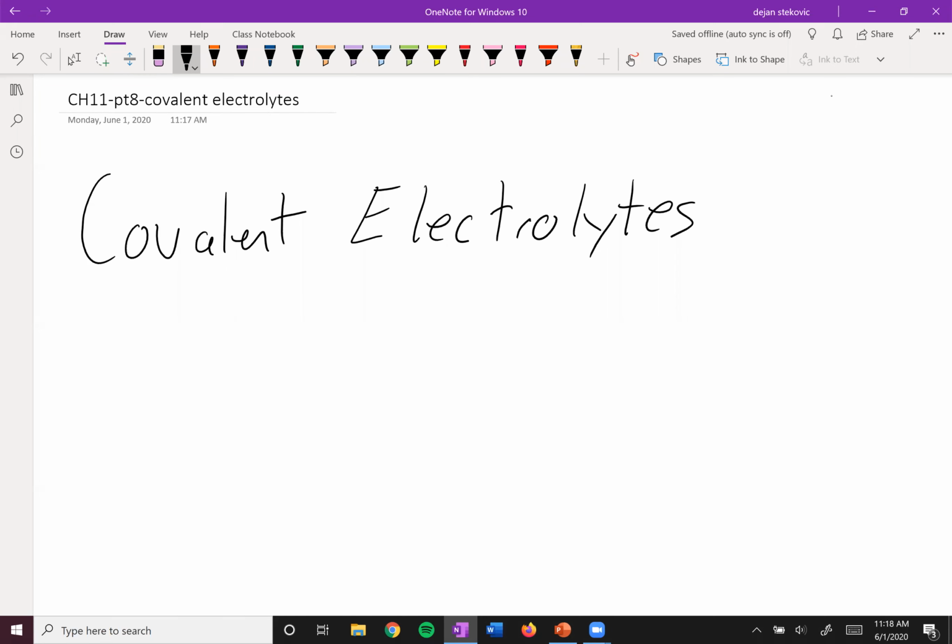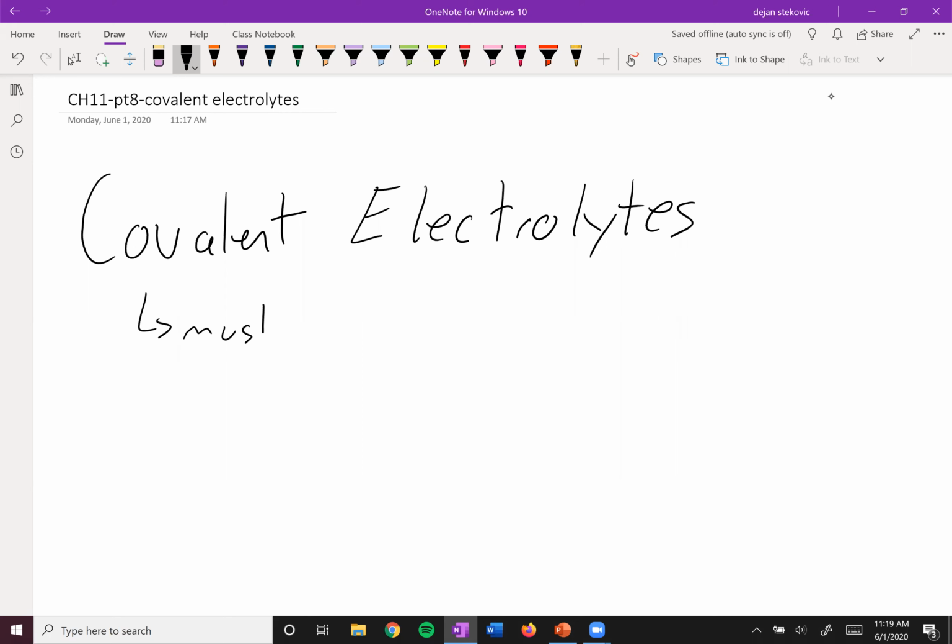All right, so for ionic compounds, it's pretty obvious that they're going to form electrolytes, right? For example, you've got sodium chloride. Sodium is positive, chloride is negative, so it makes sense that they're going to form ions when dissolved in water and thus form electrolytes. However, covalent compounds can also form electrolytes. So let's take a look at how that happens.